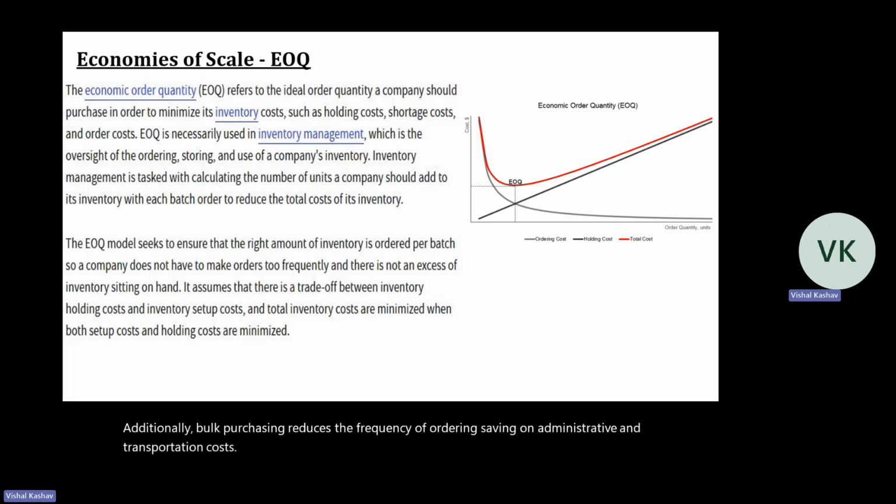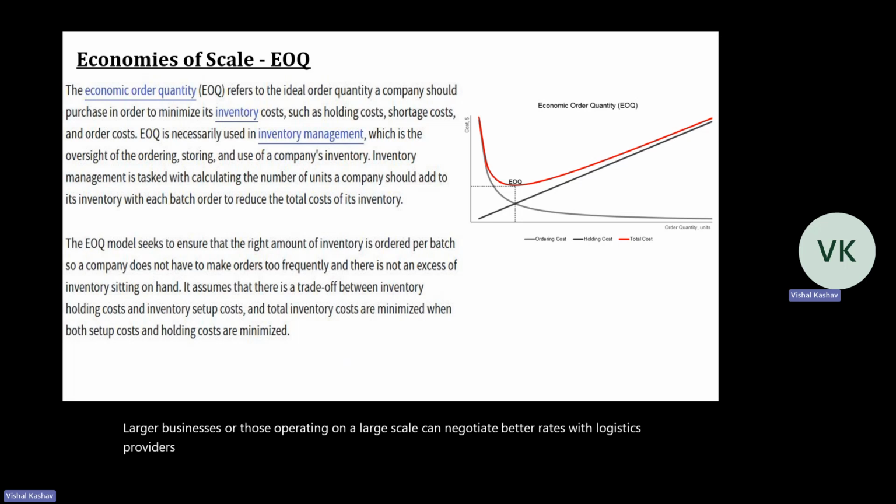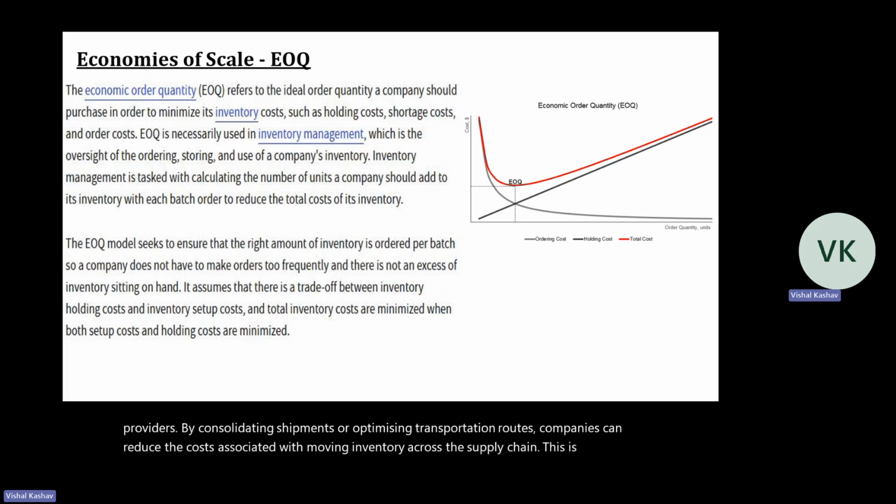Another important aspect is distribution efficiency. Larger businesses, or those operating on a large scale, can negotiate better rates with logistics providers. By consolidating shipments or optimizing transportation routes, companies can reduce the costs associated with moving inventory across the supply chain. This is particularly relevant in industries with high transportation costs, such as retail or manufacturing.